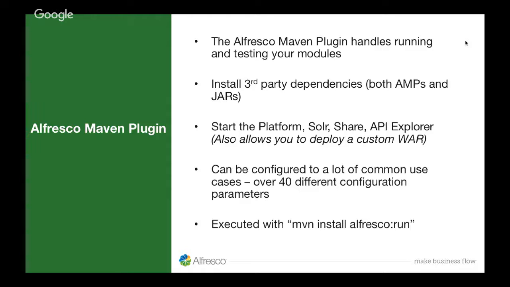But you can also configure the plugin to deploy a custom WAR file. So if you have another project, a WAR file doing, I don't know, could be anything, you could actually deploy and configure that. There are 40 different configuration parameters, and the way you start everything up is you do Maven install, Alfresco run, and that's it. That's all you need to do, and then we'll start everything up and fetch the dependencies.